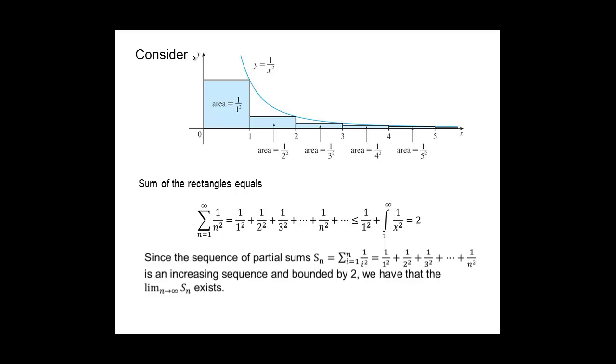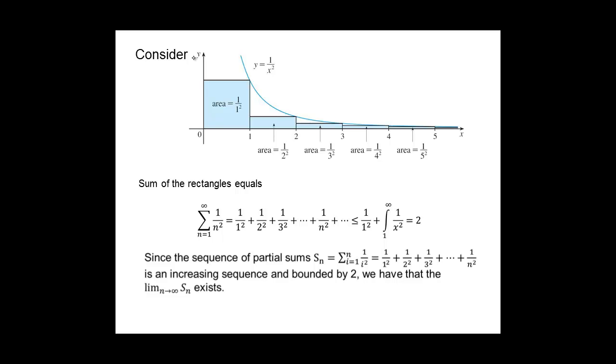Now, what's the area of the first rectangle? You realize that the area is basically the same as the height of the rectangle, right? Because the width is 1. What's the area of the second rectangle? 1 over 2 squared. Third one, 1 over 3 squared. Fourth one, 1 over 4 squared, and so on. So if you add them up, what do you get? You get exactly this series. The sum here represents the total area of these rectangles. You guys agree with that?